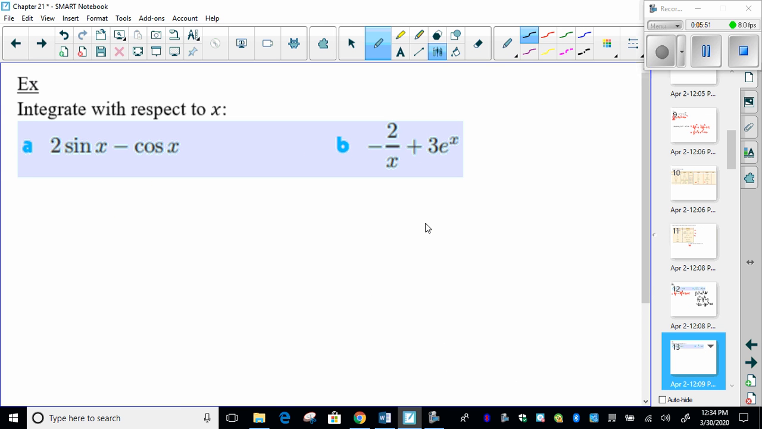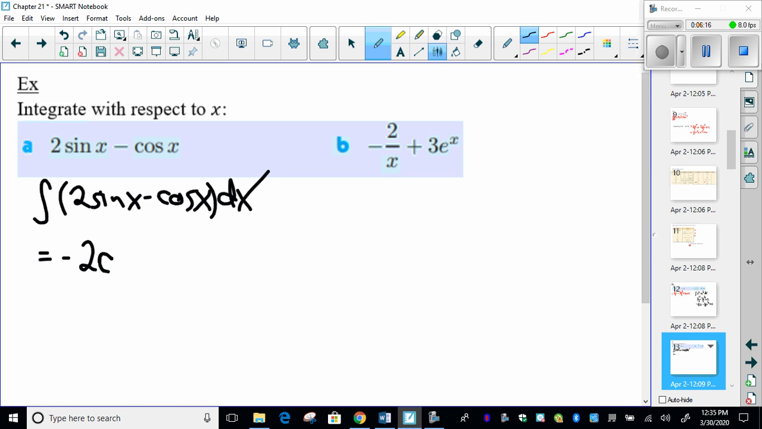Next one starts looking at a few more differences. First one, we have sine and cosine. So to begin with, we're going to write this as the integration of 2 sine x minus cosine x, with respect to x, so dx. So therefore, when I integrate this, the antiderivative of sine of x is the negative cosine of x, so this is negative 2 cosine x. And then minus cosine x, the antiderivative of cosine x is just sine x, because the derivative of sine x is cosine x. And then plus c.